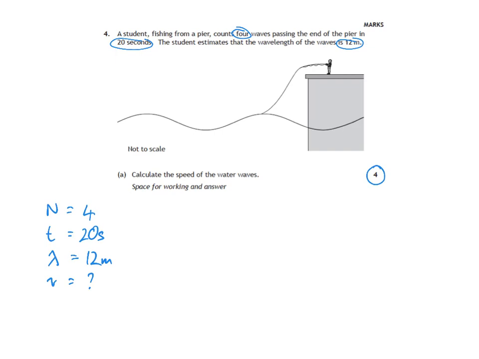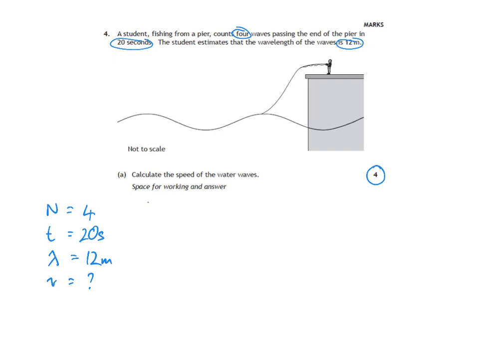And when I look at this, I think, well, I've got the lambda, can I get the f? Well, I've got an n and a t, so I have another formula for f, which is linked to n and t. And that's why this is worth a 4 marker. So that's explaining why there's 2 steps.